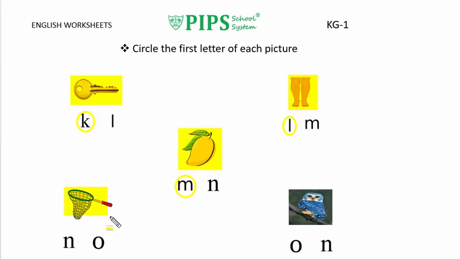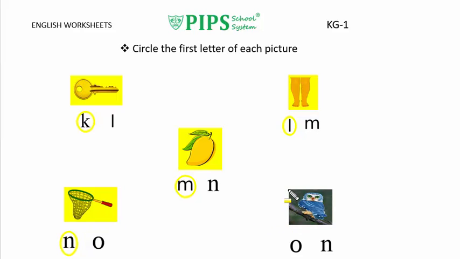This is a net. The initial letter of net is N. Sounds like N. N. Net. Now we will circle the letter N.